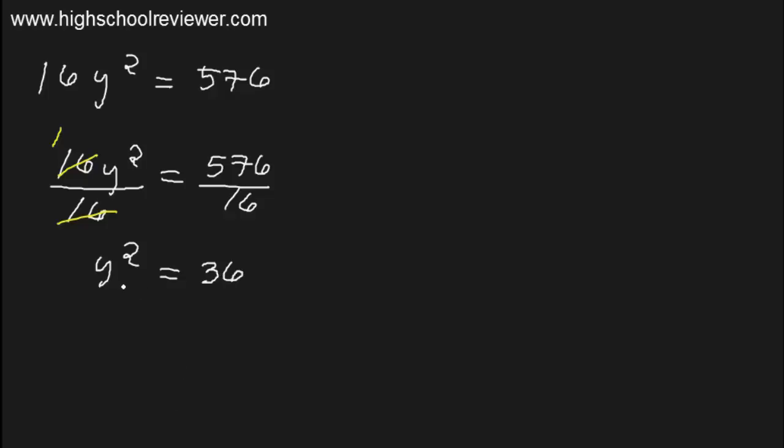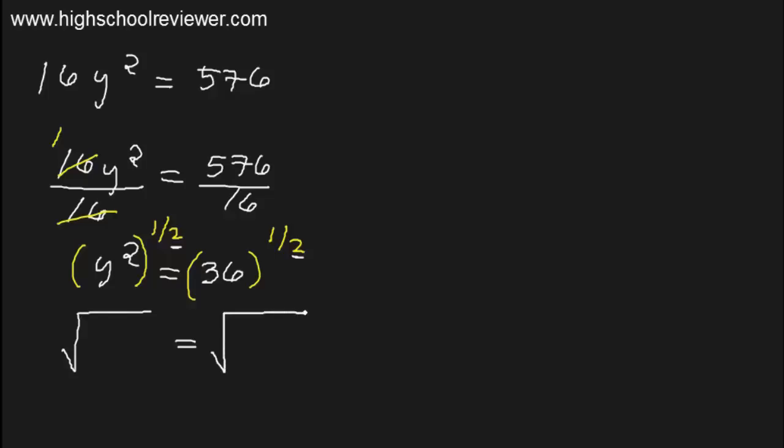To solve for y, we need to extract the square roots of both sides of the equation. To do this, we raise both sides of the equation to 1/2. The denominator here will be the root of the equation. Since 2 is the root of y squared, this will be the square root. The same is true for 36. So our base is y squared, its exponent will be the numerator, and its exponent here is 1.